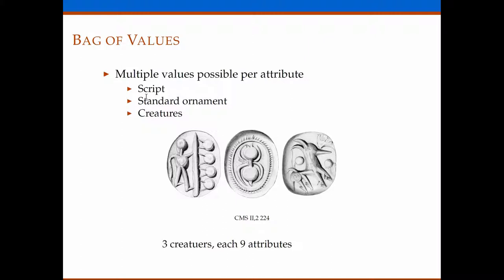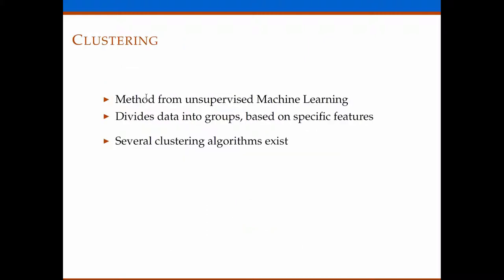Although I'm not taking the latter part of the information into account, I'm just looking into the creatures. But so we have a bag of values, which is something to keep in mind. The thing I want to do is cluster the seals to see if they can be grouped into some groups, and then try to analyze them from an archaeological point of view, to see if these groups make sense.